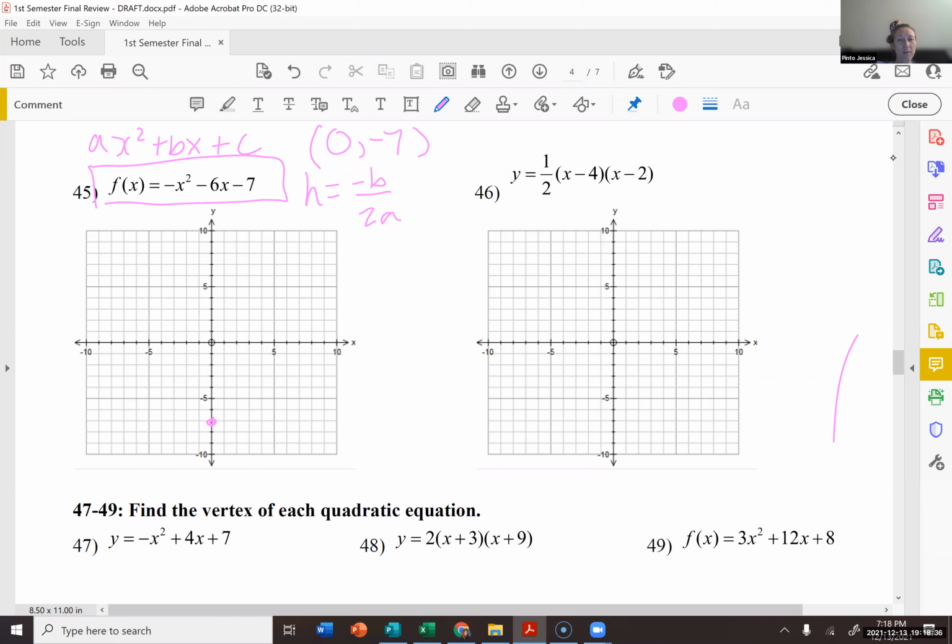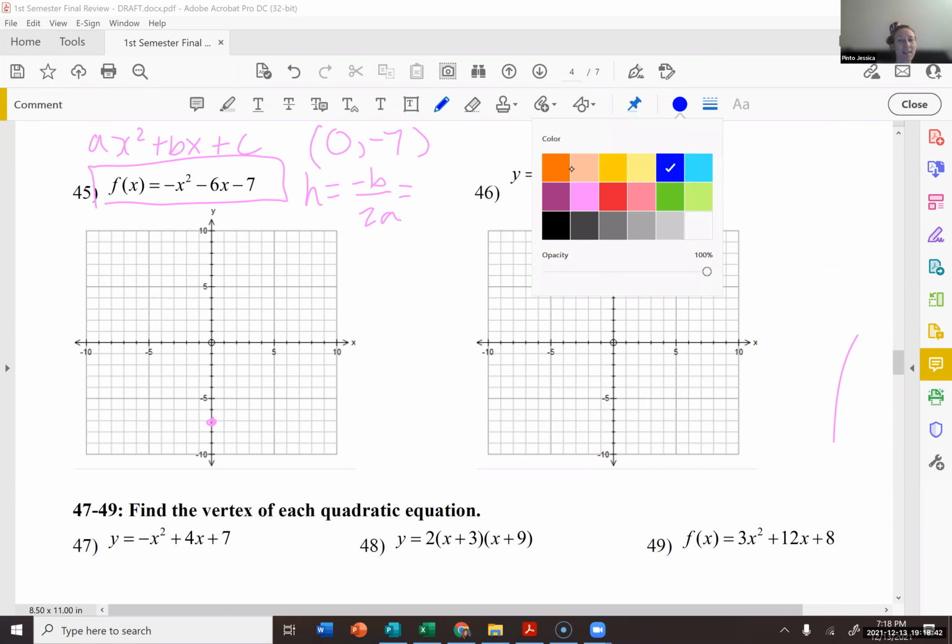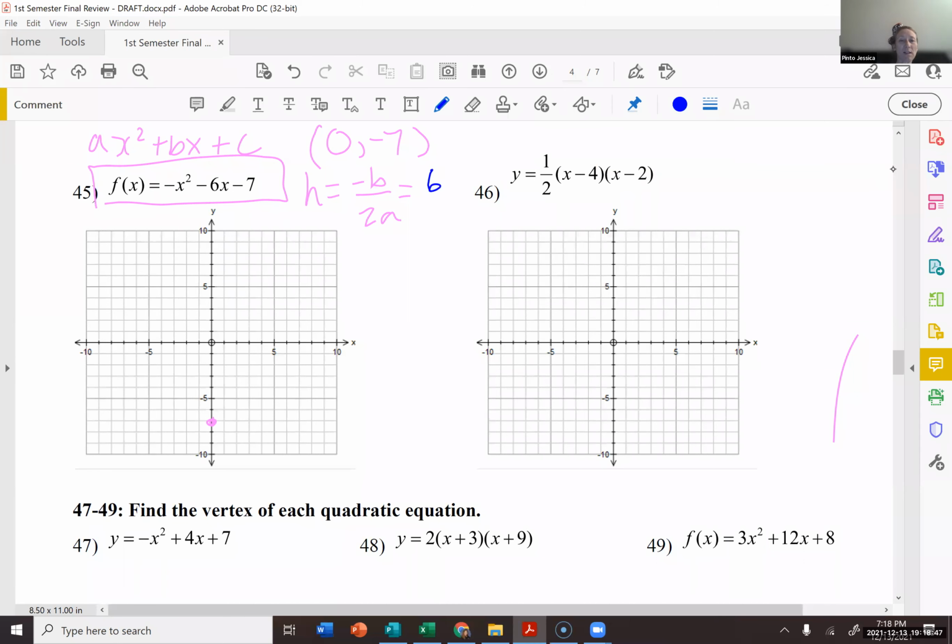So in this case, I'm going to have negative -6, so 6 divided by 2 times -1, which is -2. So h is equal to -3. Going to -3, I'm going to sketch my axis of symmetry. Yeah, of course I missed right there. And that's lovely. And now I plug in the -3 back to the original.